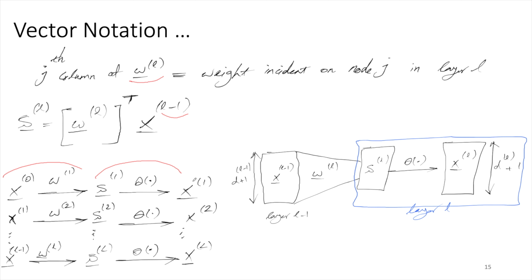So you can represent it as this. Your layer L minus 1, which has the d plus 1 dimension, x's and the w's for that layer, come to the layer L. We represent them as the node S of L. We apply the activation function, and then we have the x of L, which is still the dimension of d plus 1. Okay?